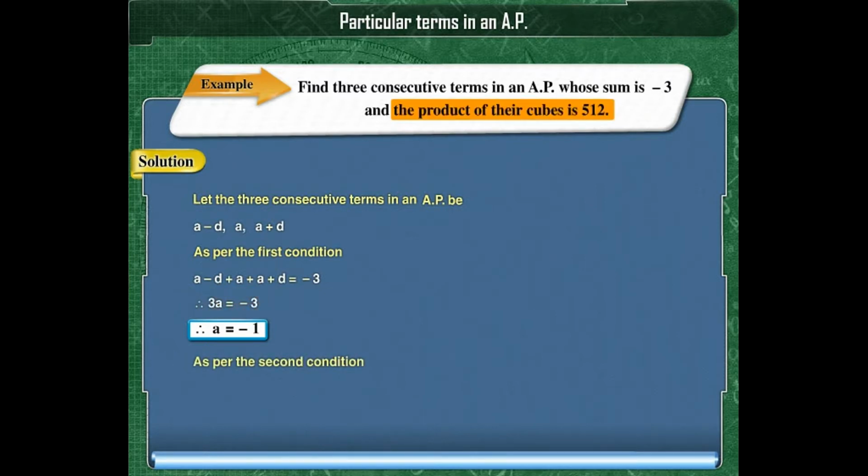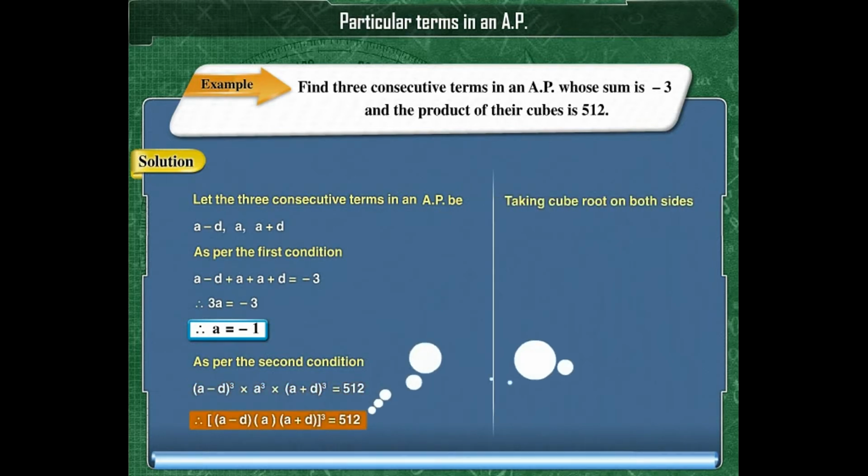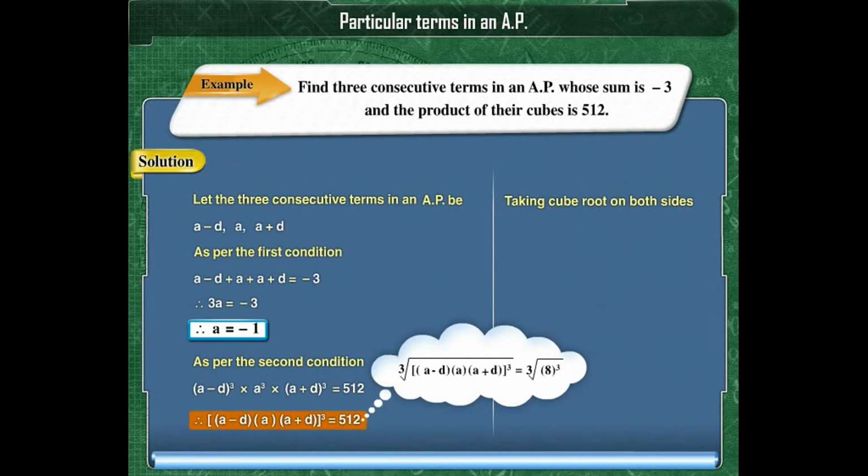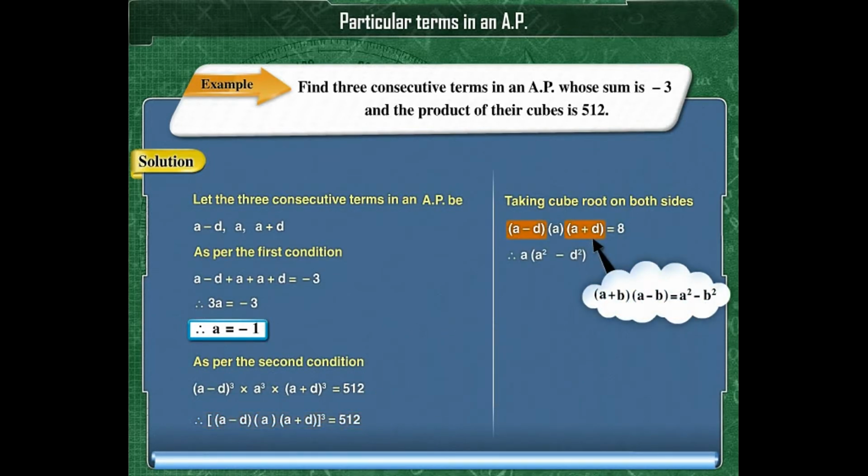The product of their cubes is given as 512. Therefore, A minus D the whole cube into A cube into A plus D the whole cube is 512. Therefore, A into A minus D into A plus D the whole cube is 512. Taking cube root on both the sides, we get A minus D into A plus D is 8. Therefore, A into A square minus D square is 8.